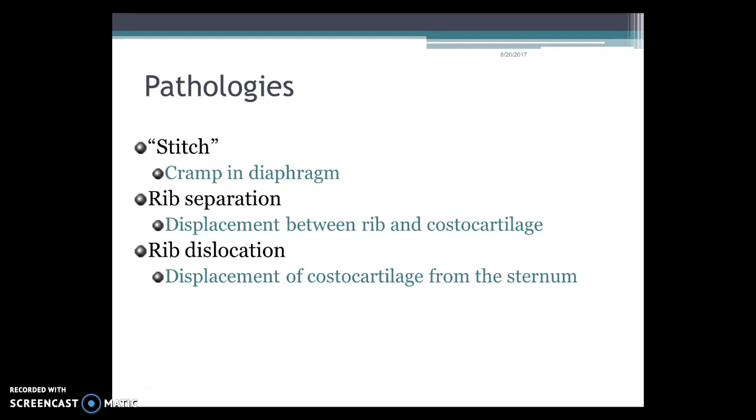A rib separation is considered a displacement between the rib and the costocartilage. A rib dislocation is displacement of the costocartilage from the sternum. So with dislocation, the rib and the cartilage are dislocated from the sternum. A separation is just between the rib and the cartilage.